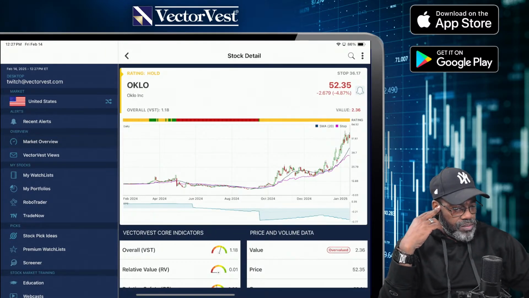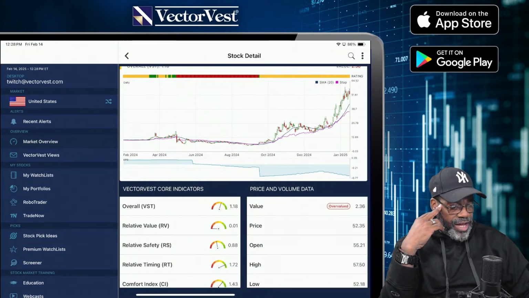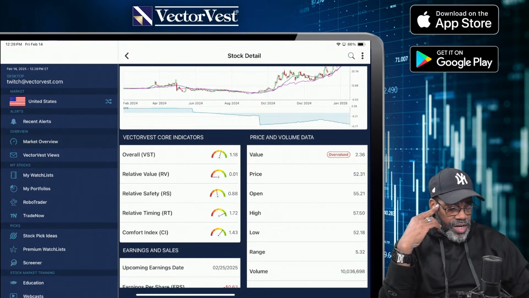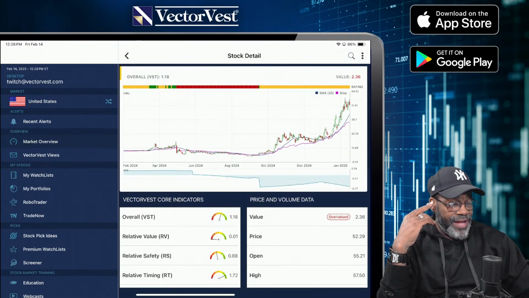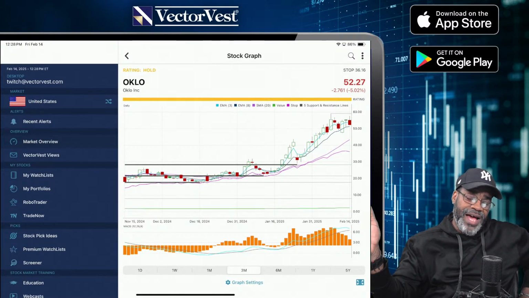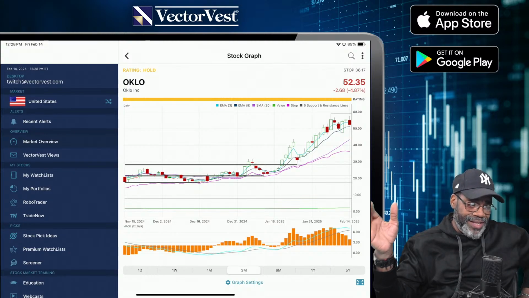Oklo, moving up. Wow, look at RV way below 1, RS way below 1. Not way, but below 1. Fundamentally, no. RT is above 1, CI is above 1. Now this is a technical play. I now know fundamentally this is not what I want. But technically, short term, it's in an uptrend. It goes up more than it goes down. What do I do now?